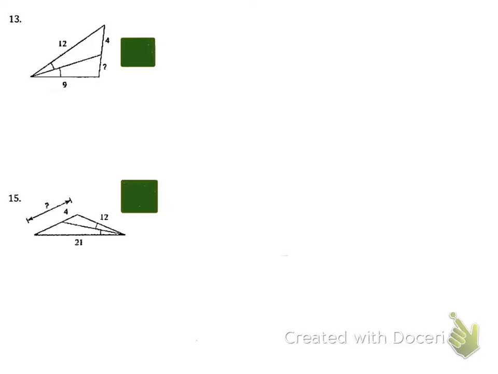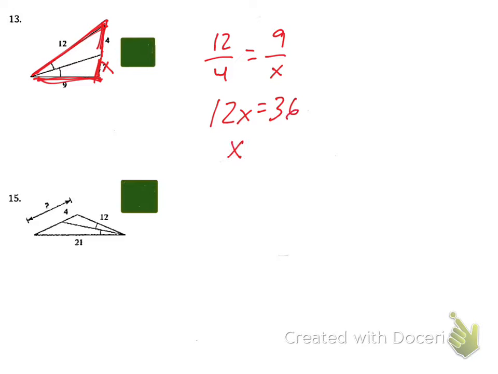All right, question mark, mark that as x. And I'll do the hypotenuse over the side is equal to the hypotenuse over the side. So that would be 12 over 4 is equal to 9 over x. And if I wanted to, I could have done the side over the hypotenuse, side over hypotenuse. I could have done the hypotenuse over the other hypotenuse is equal to the side over the side. Just got to remember, got to keep that same pattern. So 12x is going to be equal to 36. So x is going to be equal to 3.